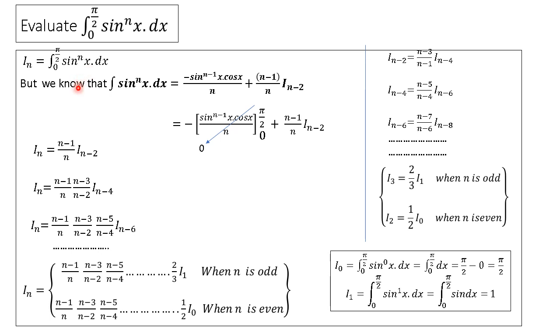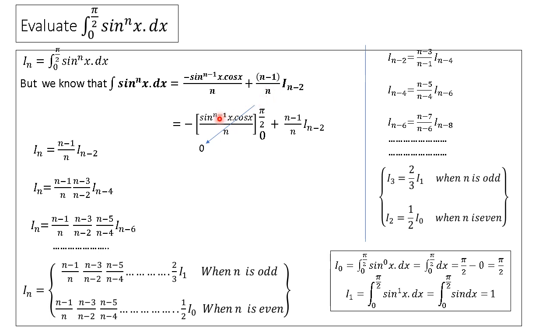We have already proved the reduction formula for the integration of sine to the power n x into dx, which is equal to this one. This one we already proved, isn't it? Applying the limits 0 to pi by 2 to this formula, this is the first term and this one is the second term. The second term is a constant term, so we cannot apply lower and upper limits to it. We can write it as it is.